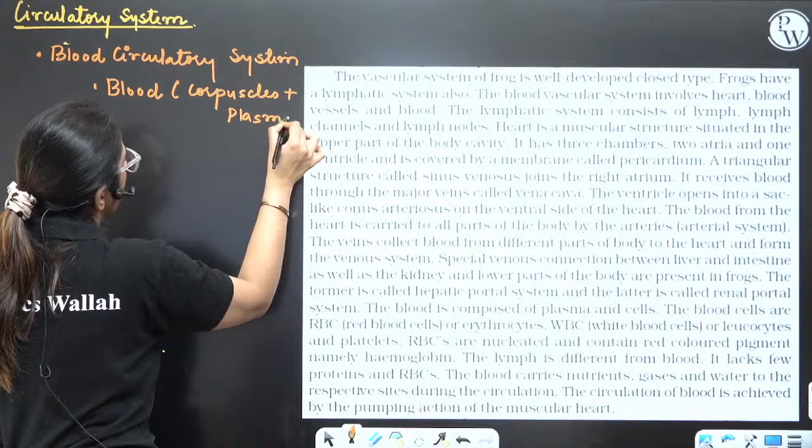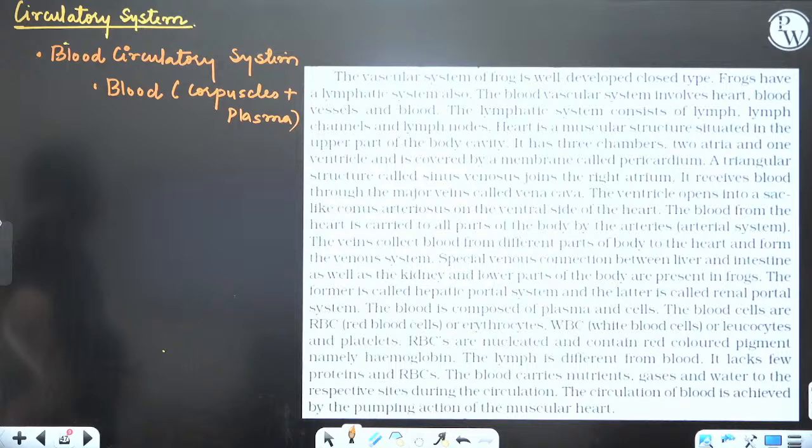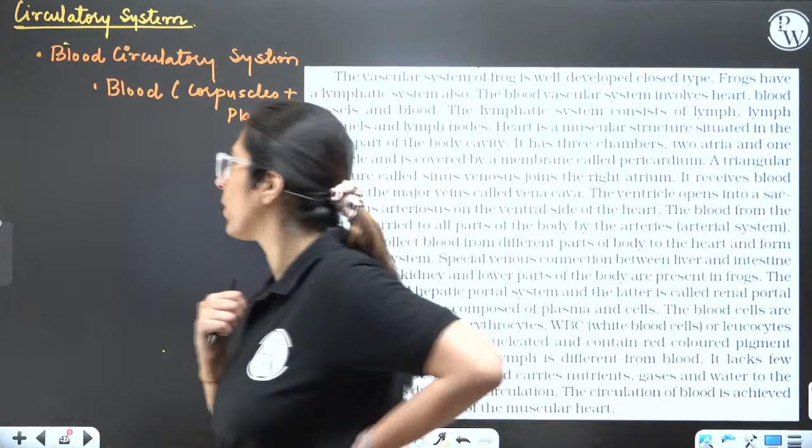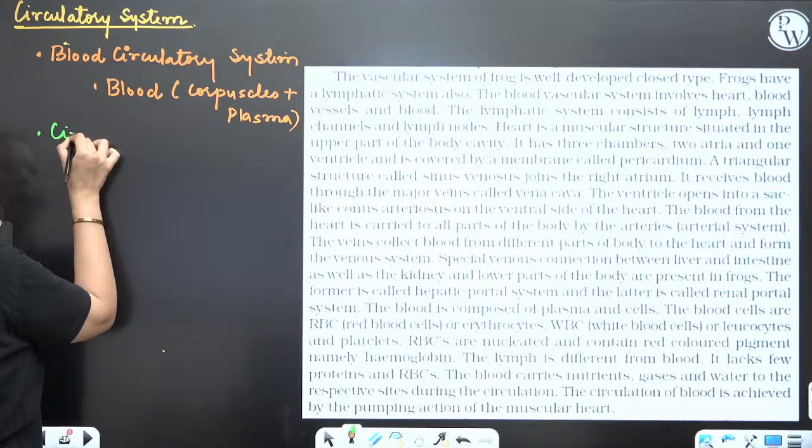Clear? What type of circulation do they have? They are having, any idea? Closed or open? Closed circulation. They have a closed circulatory system. Now, let's talk about their circulatory system. Let's talk about their heart.